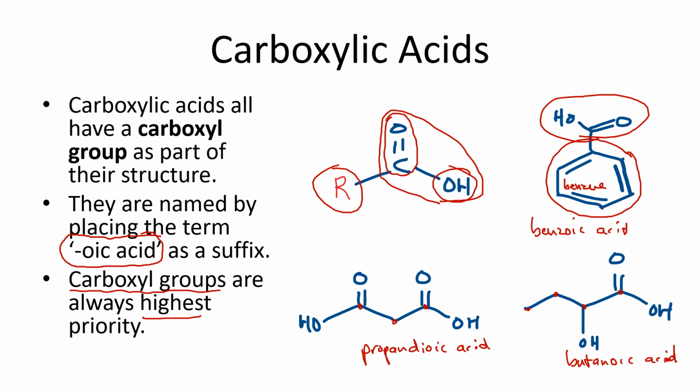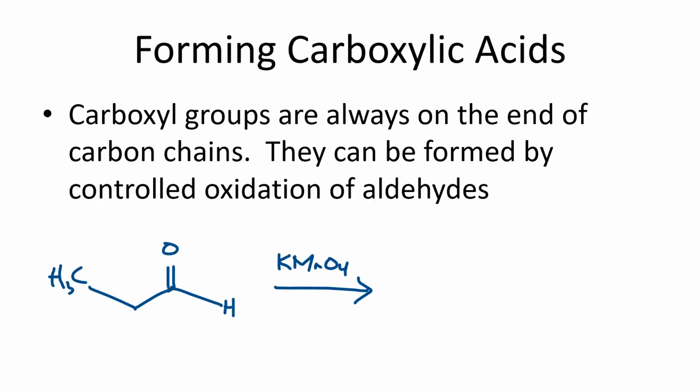And what you do is you always start counting from wherever the carboxyl group is. So there is a hydroxy group on carbon number 2. So, 2-hydroxybutanoic acid. There you go, naming for carboxylic acids.